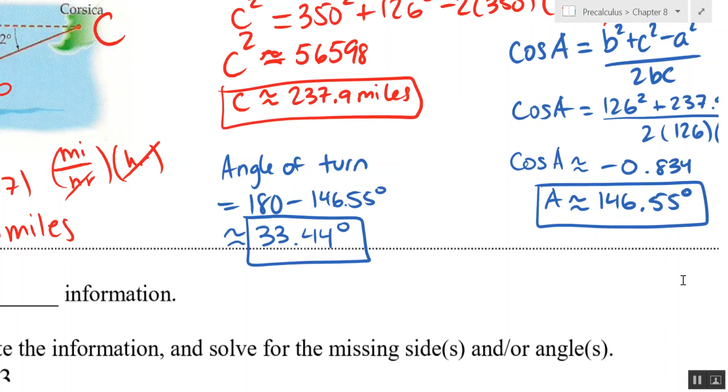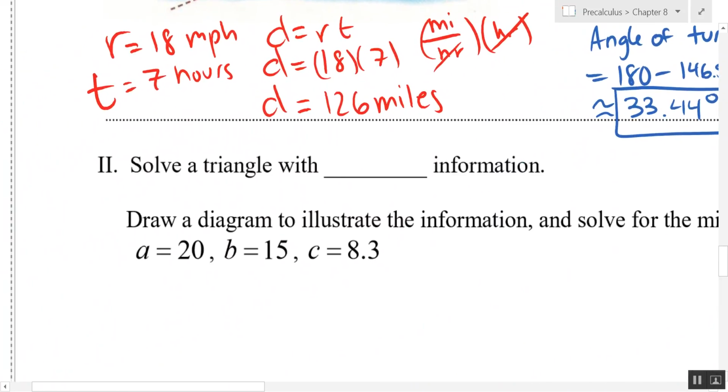All right, that concludes the side angle side situation. We're going to take a look at the second situation, or the second case for law of cosines. And we're going to solve a triangle with side, side, side.